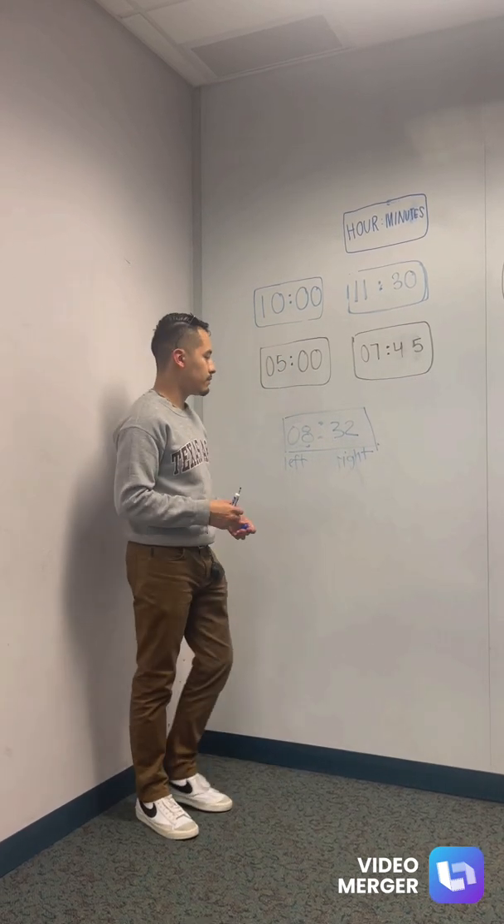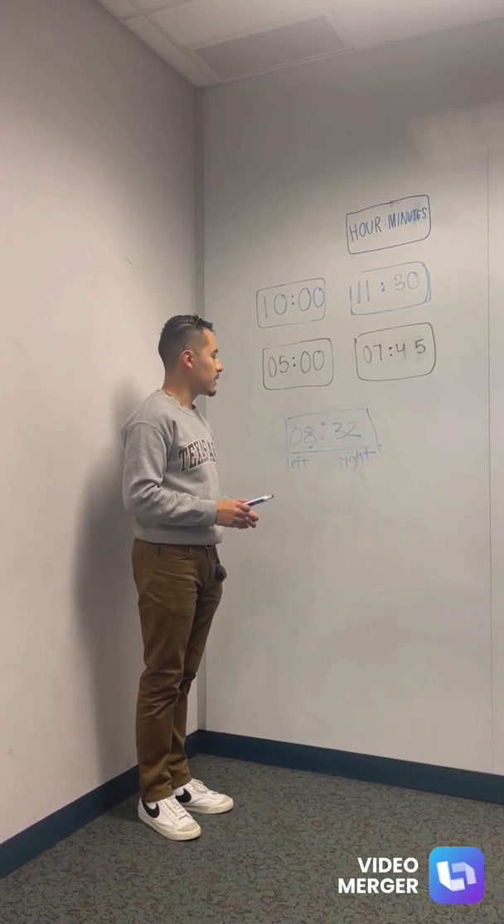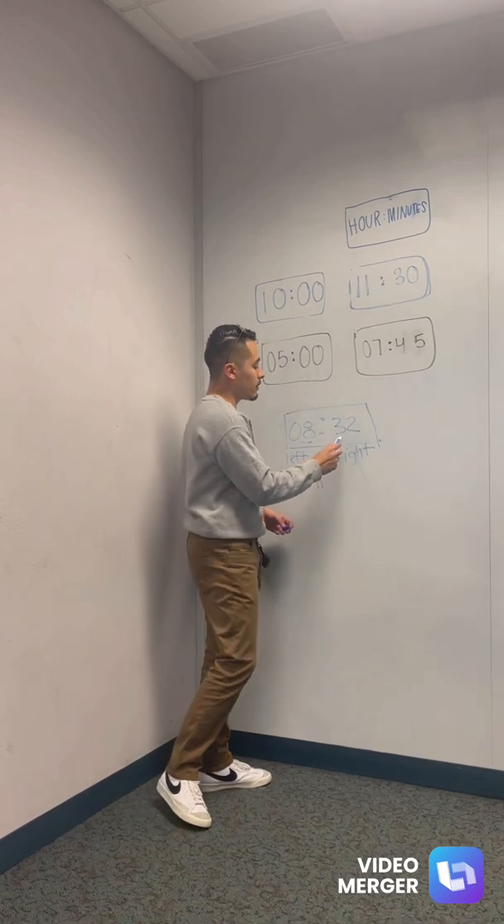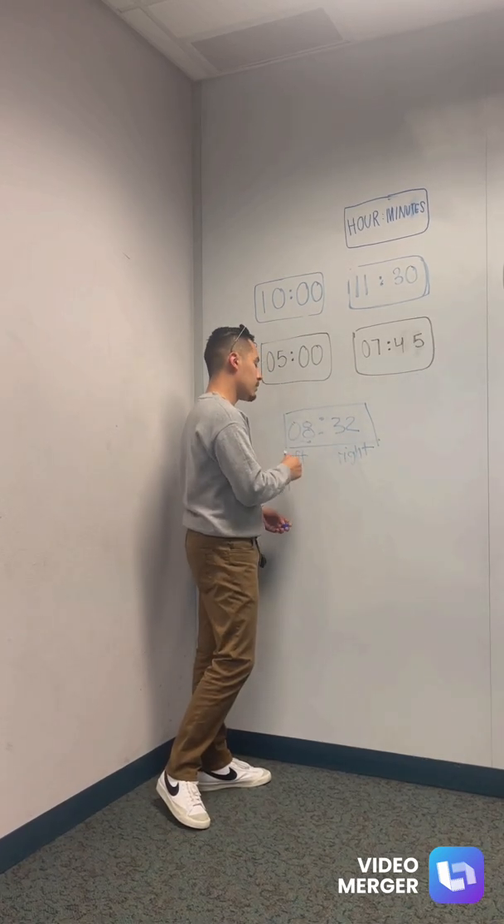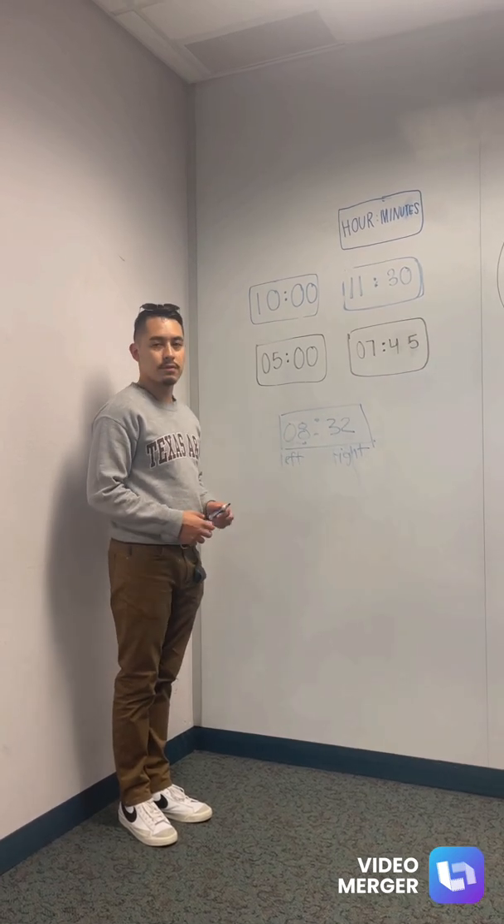So what number is that? No, it's not 23. It is 32, very good. So we can say that we have 32 minutes that have passed for that hour. So then the time is what? 8:32, very good.